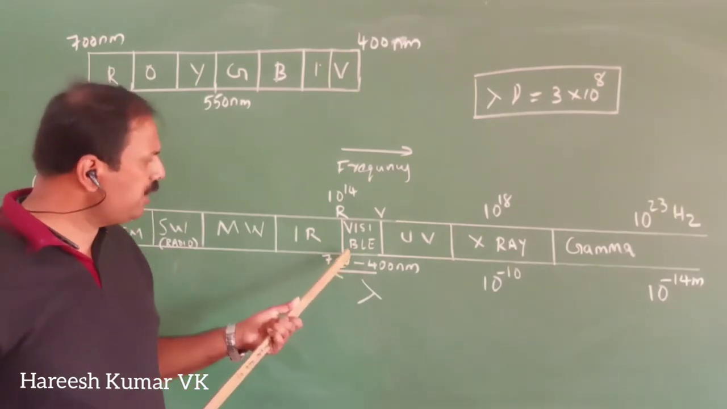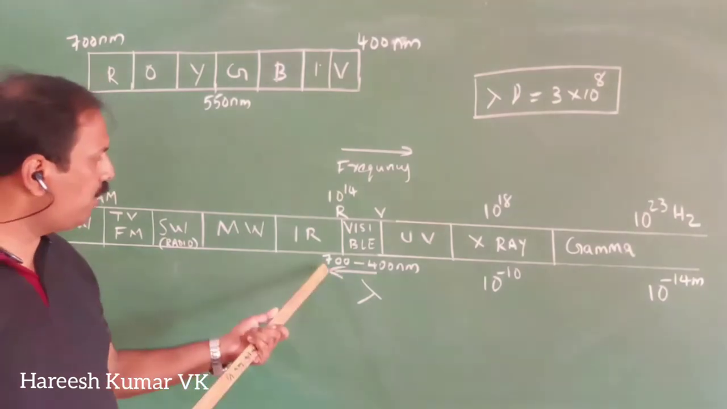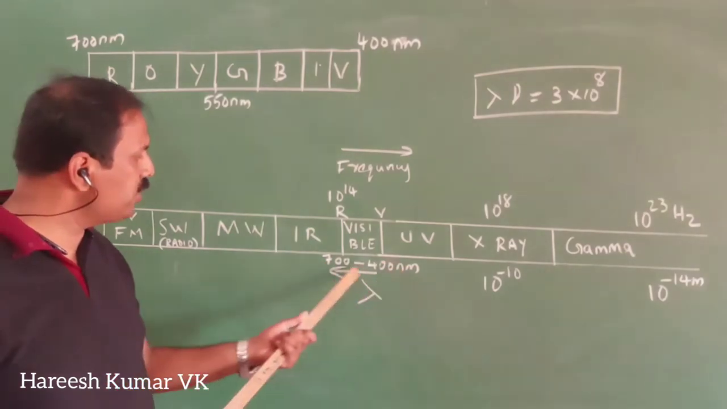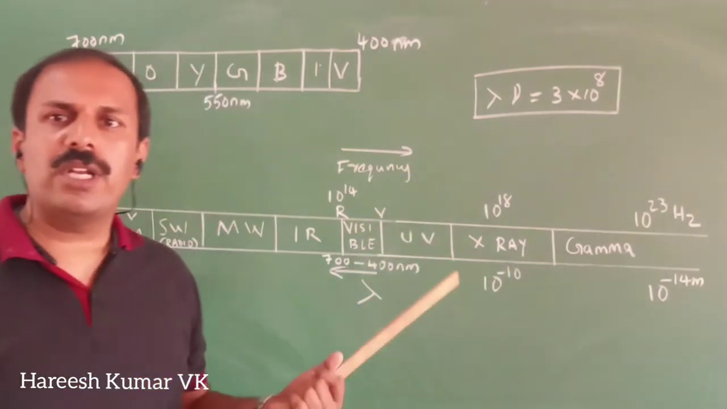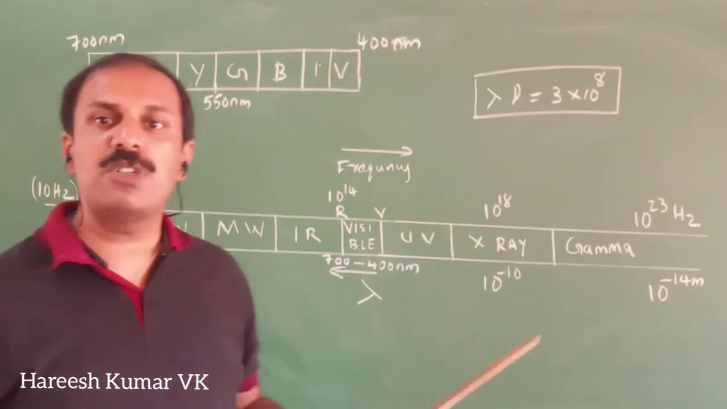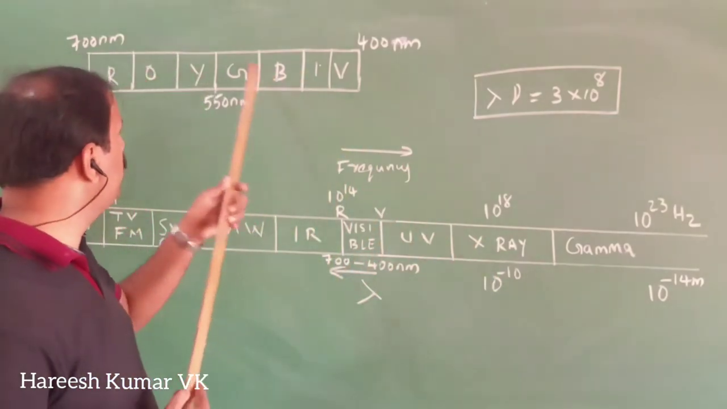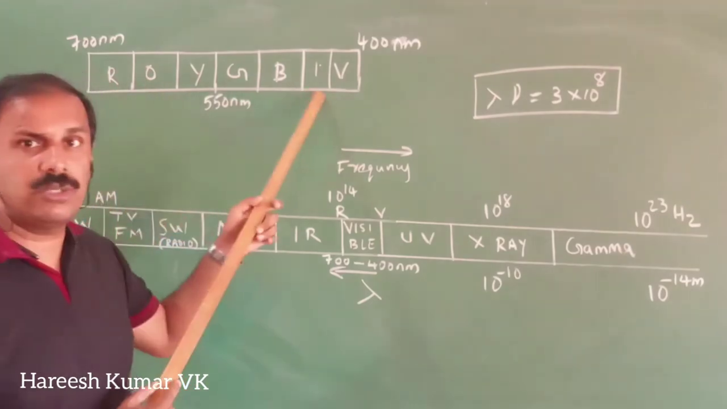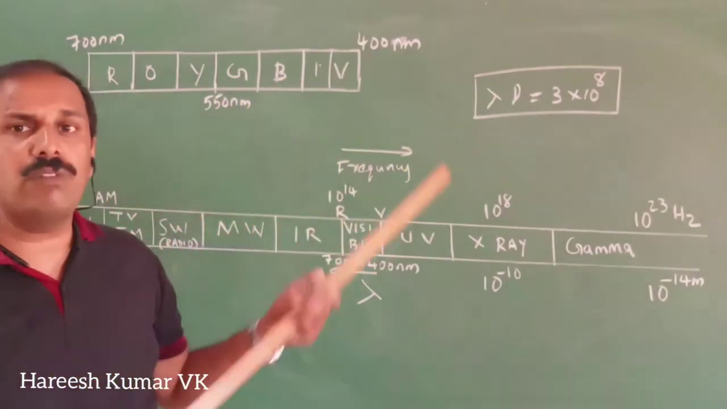See here, this visible spectrum has a wavelength from 400 nanometer to 700 nanometer. So the wavelength corresponding to 400 nanometer to 700 nanometer is called the visible spectrum. That is our VIBGYOR: violet, indigo, blue, green, yellow, orange, red. I have written it in the opposite way because I wrote it in increasing order of frequency.